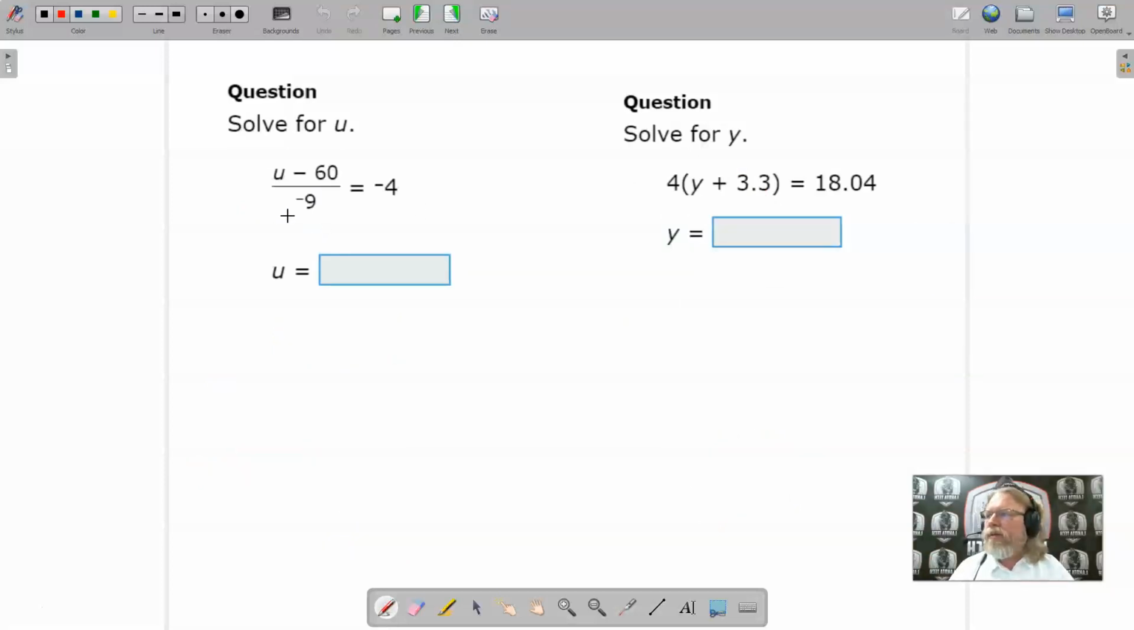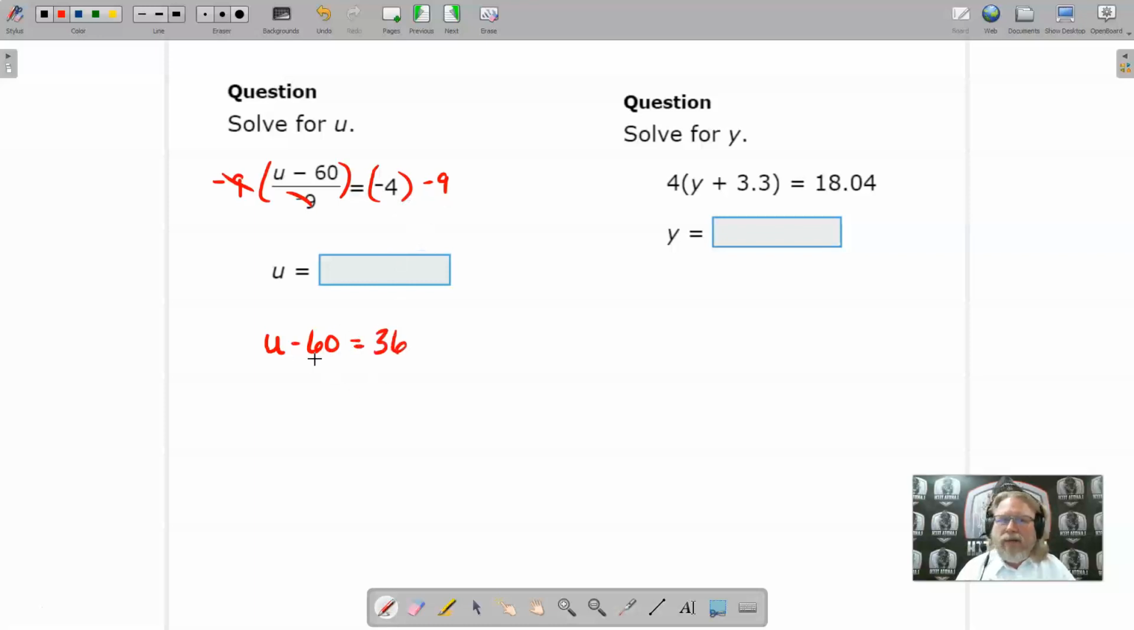On the next one, we have a fraction, right? So best way to get rid of a fraction, go ahead and multiply by its denominator. So we're going to multiply both sides by negative 9. That's what the denominator is. The negative 9's will cancel each other out, leaving us with u minus 60 equals, and then negative times negative is positive, and 9 times 4 is 36.